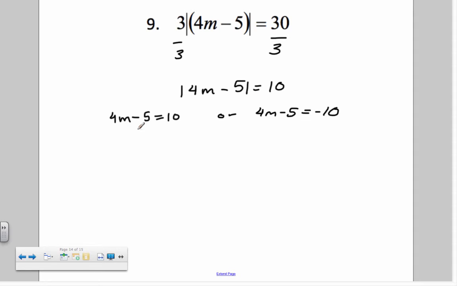And now here I can solve. So I'm going to add 5 on both sides over here. And then I get 4m equals 15. And then I divide by 4. And I get m equals, I could leave it as 15/4. That's fine. Or I could write it as a mixed number. 4 goes into 15 3 times, 3 3/4.